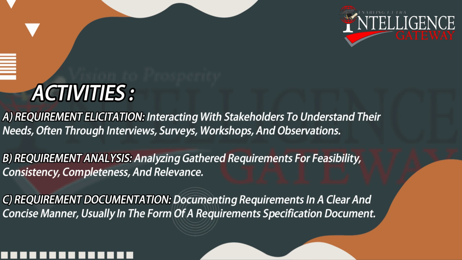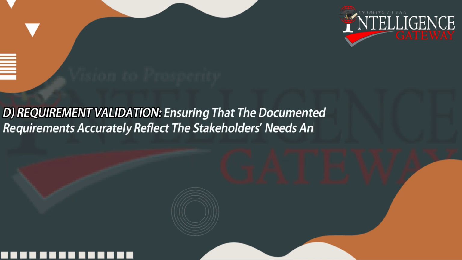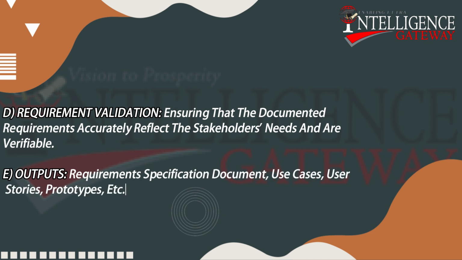C. Requirement documentation: documenting requirements in a clear and concise manner, usually in the form of a requirement specification document. D. Requirement validation: ensuring that the documented requirements accurately reflect the stakeholders' needs and are verifiable. E. Outputs: requirement specification document, use cases, user stories, prototypes, etc.